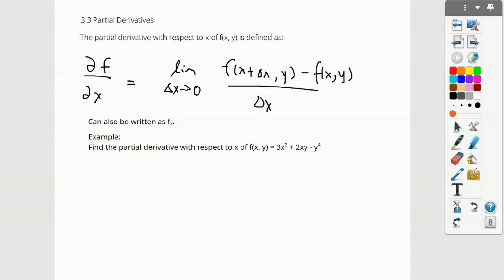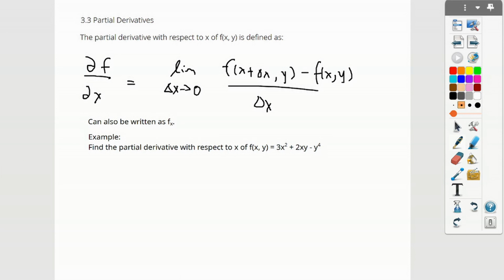So this is how the partial derivative is written. It can also be written as f sub x, like that. This is actually called delta f over delta x, but it's a smaller delta, kind of a backward 6, a lowercase delta, and then the capital delta is different.